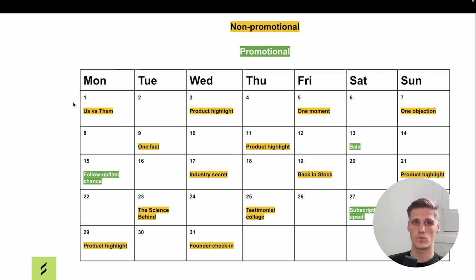And then what this would look like in an actual calendar. On the yellow, you have non-promotional campaigns, green ones mark promotional campaigns. For example, you're going to email your list every other day. Here you have us versus them campaign, product highlight, one moment, one objection, one fact, product highlight. And then after 2 weeks, we're going to send the first sale email. So for example, here you can give 10% off a specific flavor, and then 2 days later you send a follow-up last chance email around the sale, and then you're going to move back to the non-promotional campaigns.